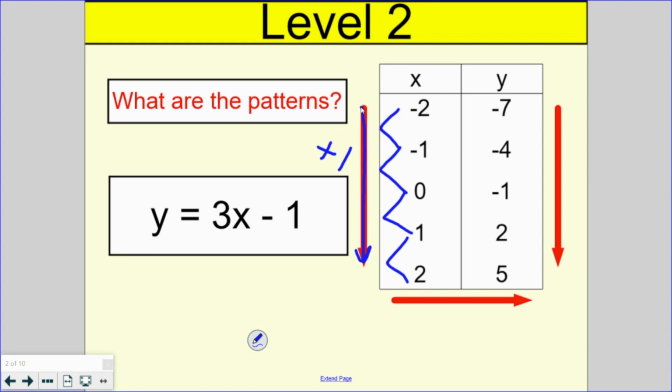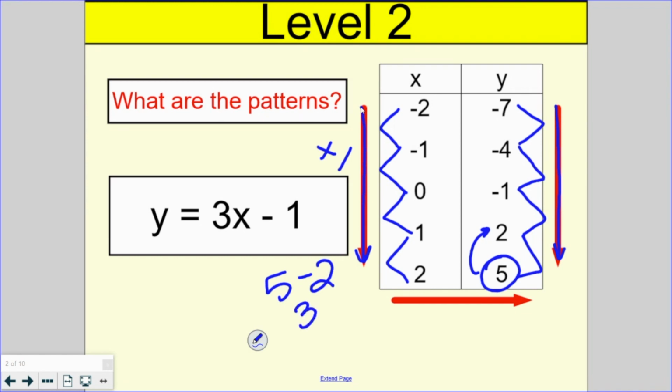Let's look over here at the y column. What's happening to our y variables? Sometimes it's not as obvious to see what is happening, so I'm going to give you a hint how to tell. Take any number in this column, say 5, and subtract the number above it. So 5 minus the number above it, which was 2, is 3. Are we adding 3 every time to go from negative 7? Did we add 3 to get to negative 4, and add 3? Yes, we did that every time. So the pattern over here on the y column is adding 3 every time.